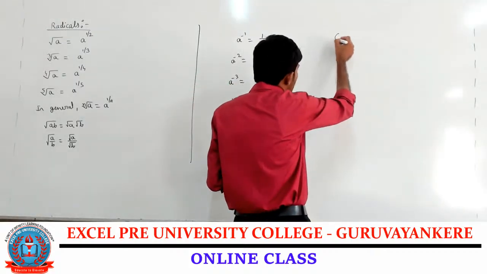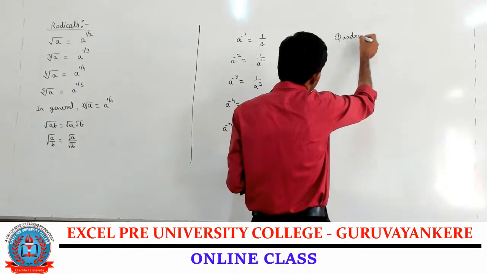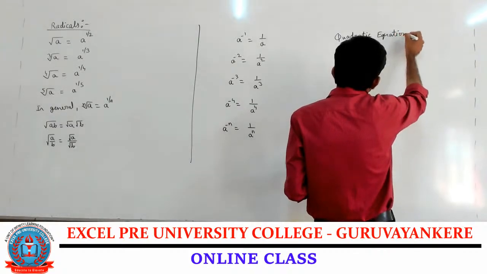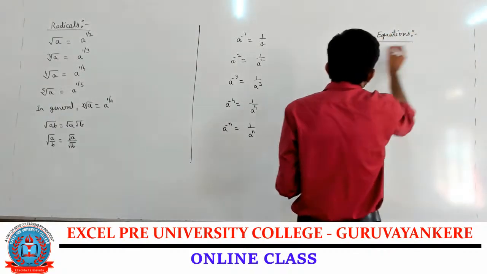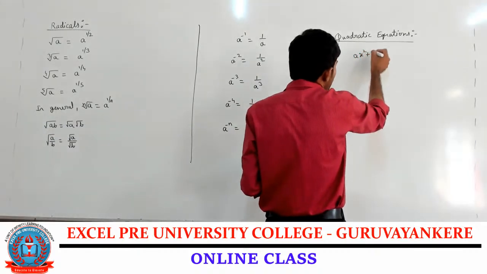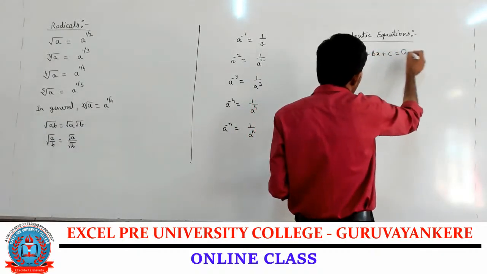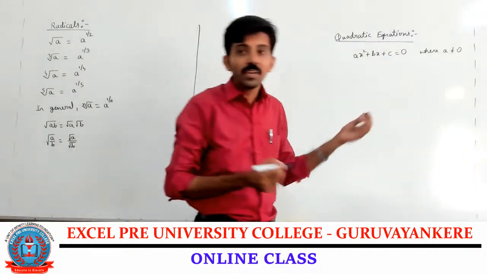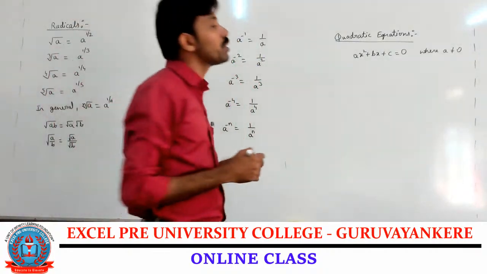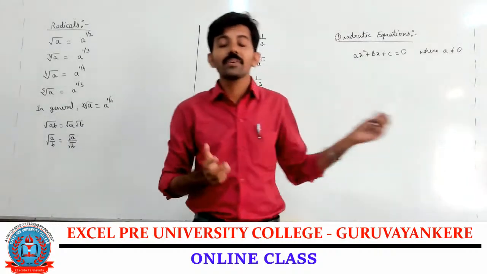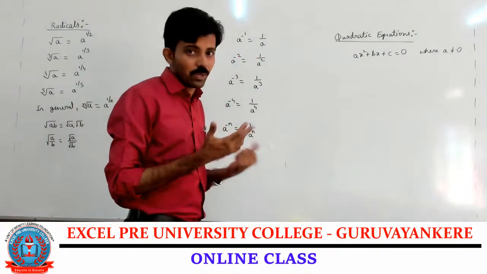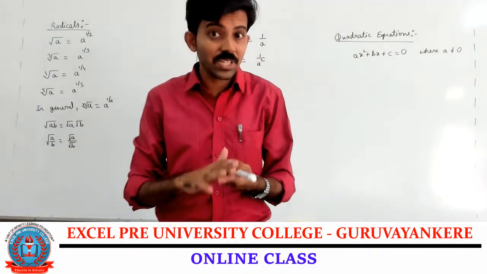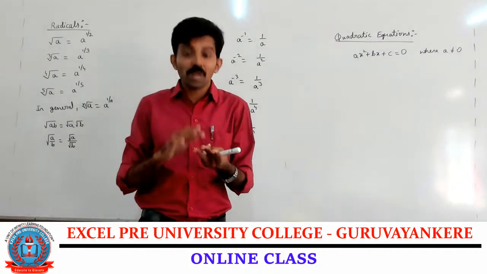Next we discuss the quadratic equation. You know the general form of the quadratic: ax squared plus bx plus c equal to 0, where a is not equal to 0. Already you have studied this. To solve this equation, we have various methods: the factorization method, the formula method, the method of completing the square.